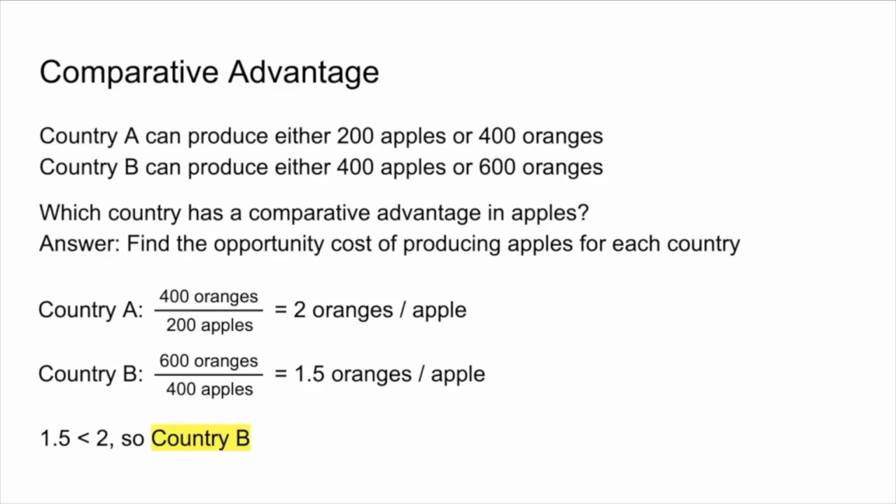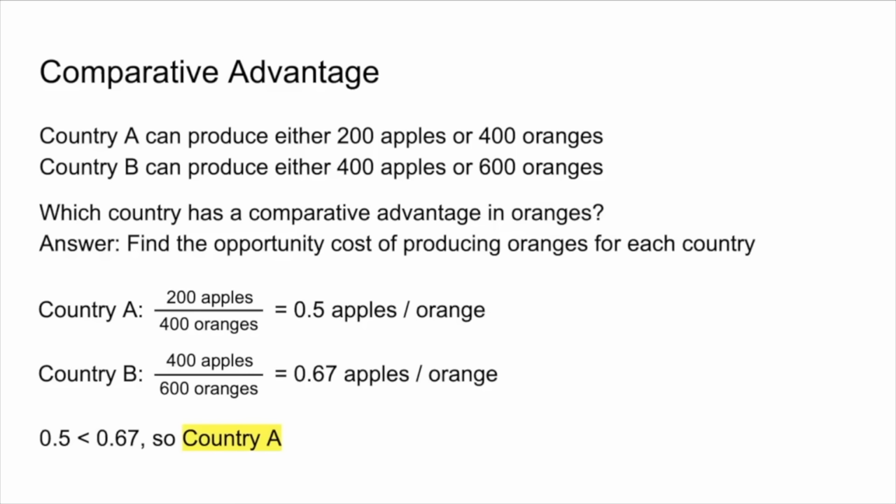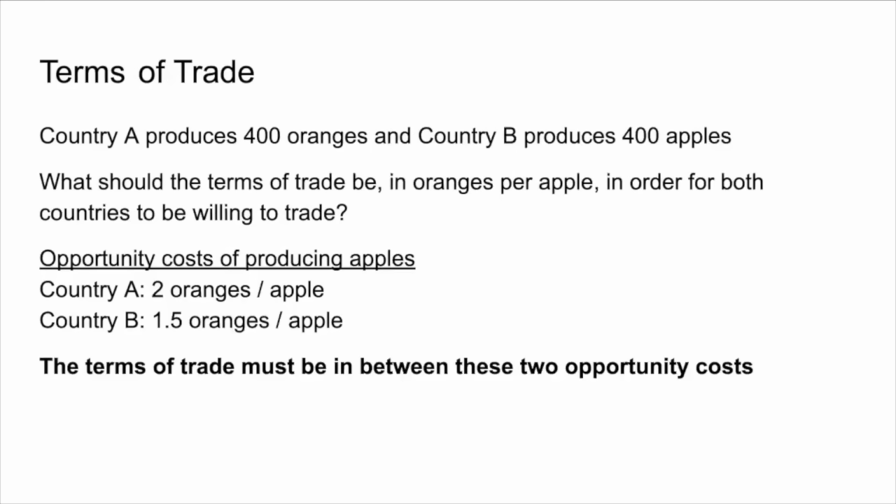And to determine which country has the comparative advantage in oranges, we can just take the reciprocal. And we'll see that country A has the comparative advantage in oranges. All right, so now the terms of trade. So we've established which good each country has a comparative advantage in. So country A produces 400 oranges and country B produces 400 apples.